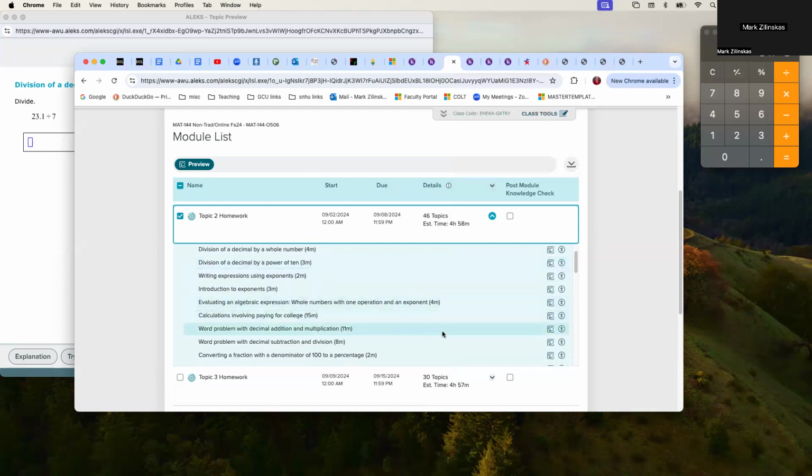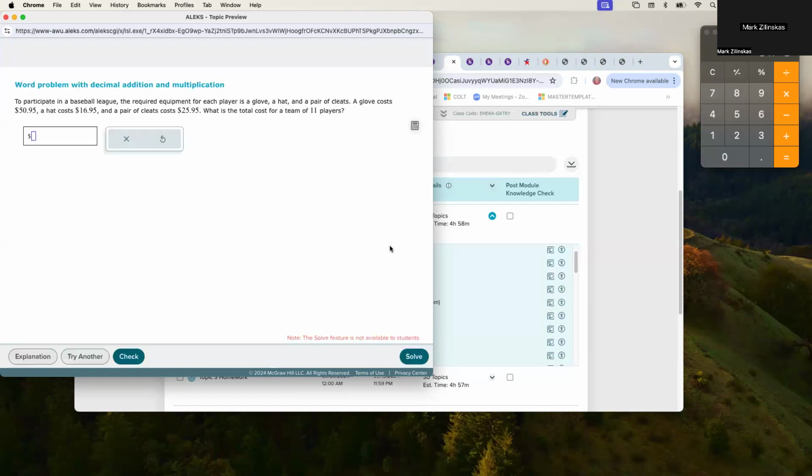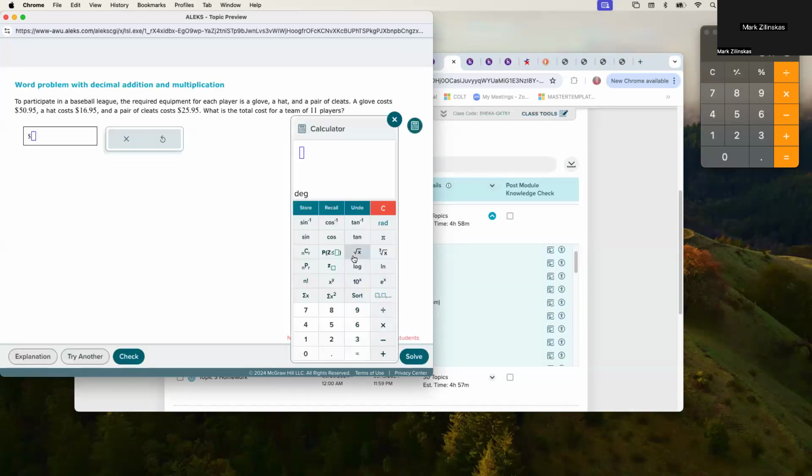Sometimes you'll get word problems with decimal addition and multiplication. So if we just want to take a quick look at something like that, people see word problems. Notice now I do have a calculator here that I can use. And it just says, requirements for each player: each player has to have a glove, a hat, and a pair of cleats.